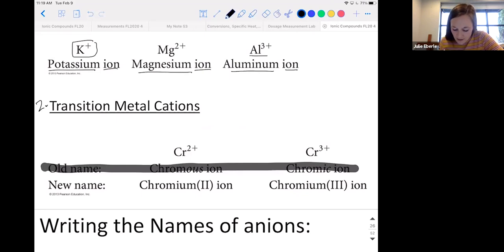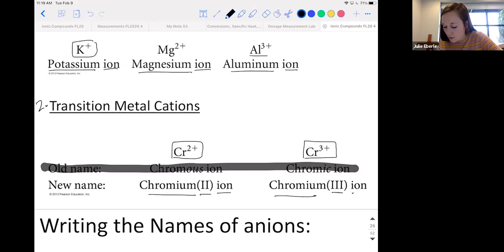So if I have Cr2+ or Cr3+, notice this is the same element, chromium, and we could get a +2 or +3 cation. This is a transition metal, so we have to denote, is it +2 or +3? That is where the Roman numerals come in. Name the element, chromium, then in Roman numerals put 2 if it's a +2, and add the word ion. For chromium 3, name the element, put the 3 in Roman numerals, add the word ion.